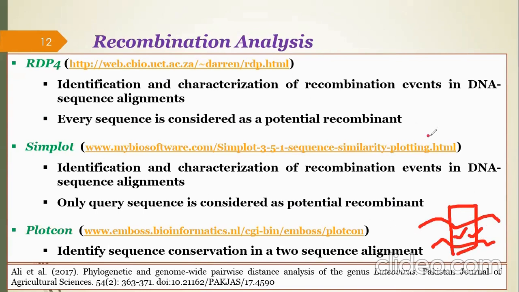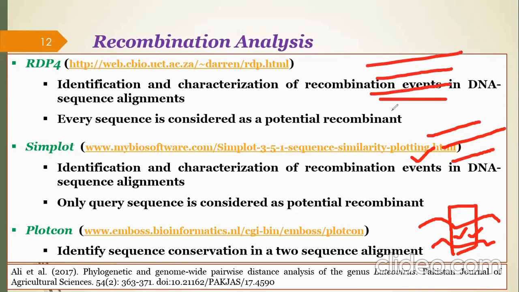So for Simplot, we need three sequences. We will give three sequences, and we will call one a potential recombinant, and the other two are maybe the parents, the major parent and the minor parent. But for RDP, we can give multiple sequences, and all those sequences will be analyzed by the software as potential recombinants, and it will pick up one of the sequences as a potential recombinant, and we can identify that. It will give all the values for all of the sequences.